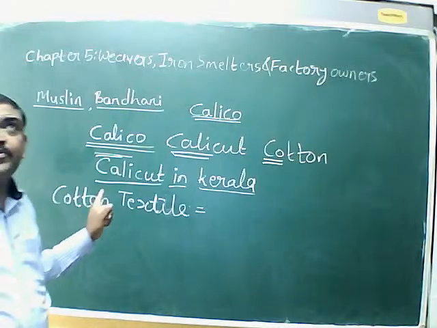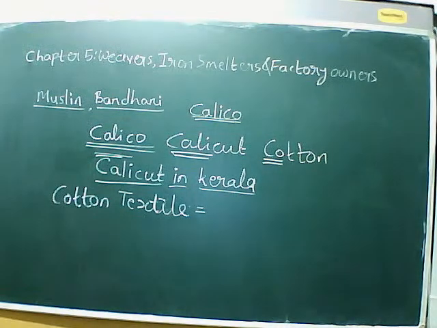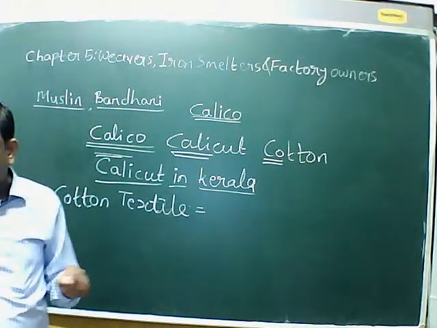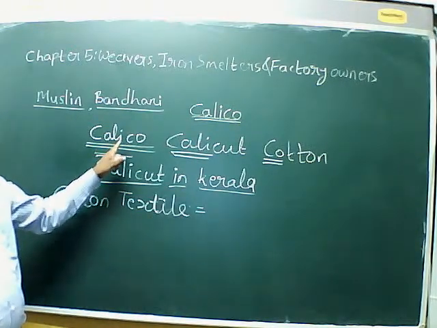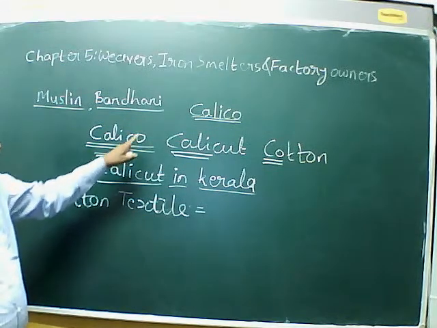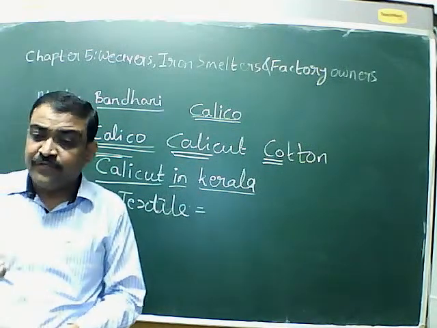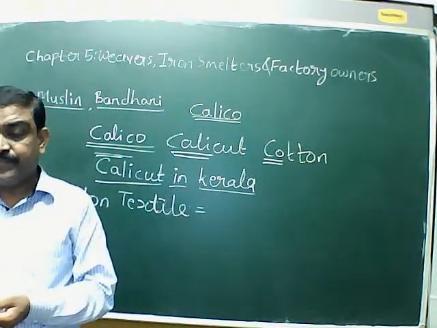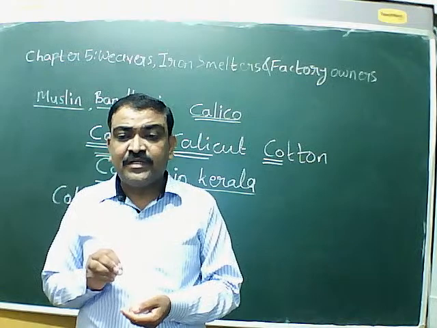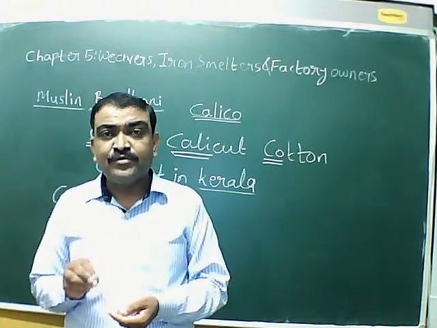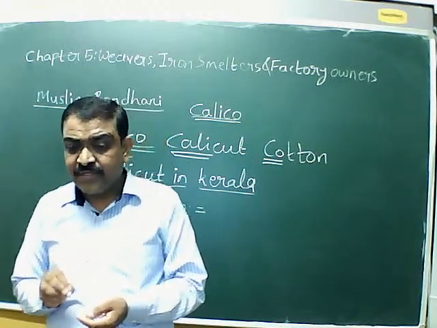Now is the visibility okay? Is the visibility okay, students? Okay. So since they purchased cotton textile from Calicut, they have given a name Calico. Okay. So calico is also a term used for Indian cotton textile. Okay. So what term the Portuguese used for the Indian textile? Calico. Got it, students? Okay.